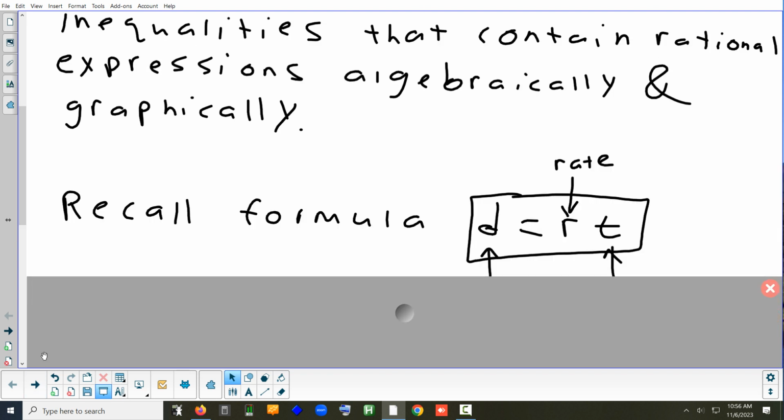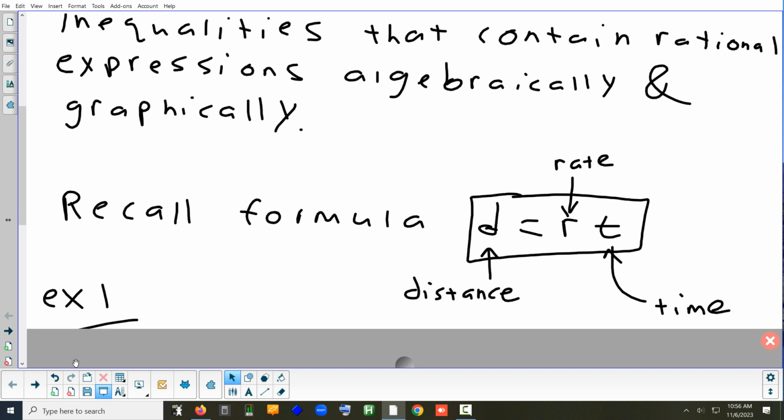So the first problem we're going to look at is going to use the distance, rate, and time formula. If you don't know or remember what that is, it's distance equals rate times time, where d is a distance, r is a speed, and t is a time.